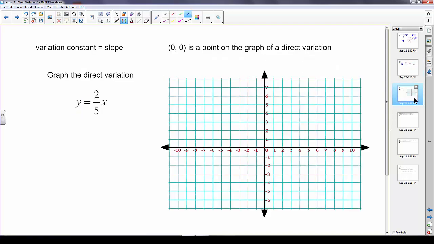Now, one of the things you're also going to notice is that the variation constant in each of the lines that we've talked about is actually the slope. And each graph in a direct variation is going to go through 0, 0. Let's just go back and take a look at our first two slides again.